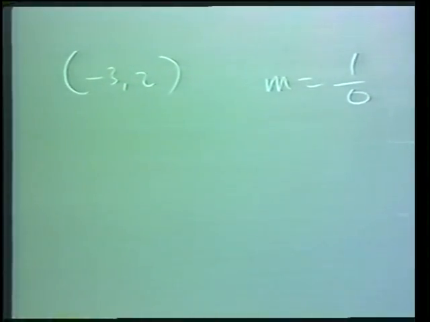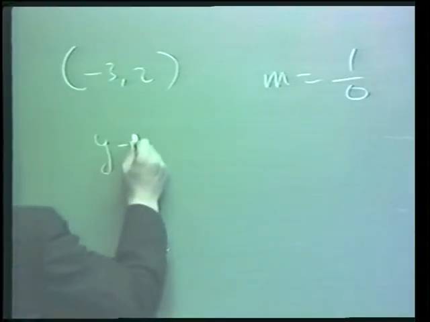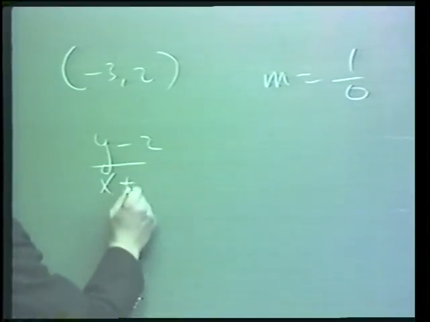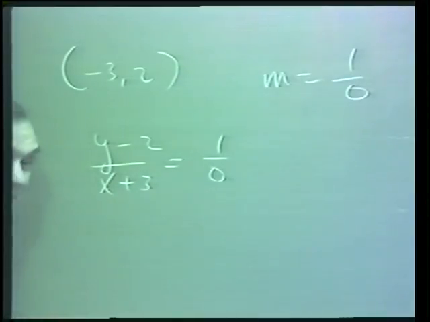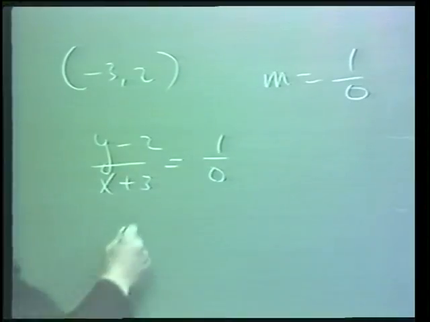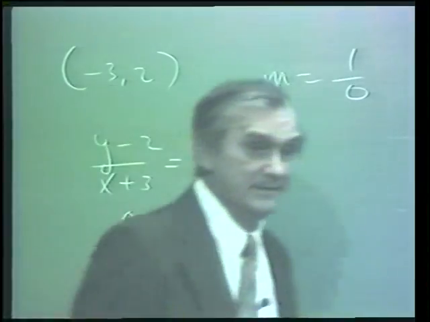Okay. So now we have a point, we have a slope, we set it up: y minus 2 over x minus a minus, well that's plus 3, equals 1 over 0. If I cross multiply, I have 0 times y minus 2, which is 0. I have 1 times x plus 3, which is x plus 3. There we go. Okay?